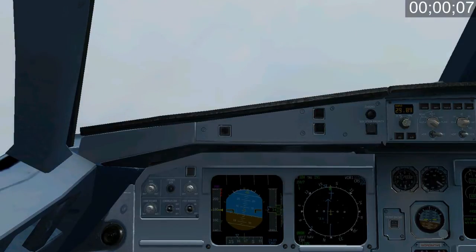At this point, the only thing we care about is establishing ourselves on that heading of 158. The only thing that's going to tell us that we're on a heading of 158 is our heading indicator. So at this point, we're only flying to a heading. We don't have to establish ourselves on a radial of 158 from the PJM VOR. We just have to fly this heading of 158.